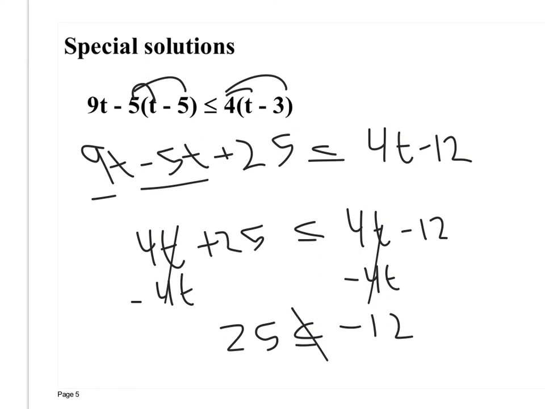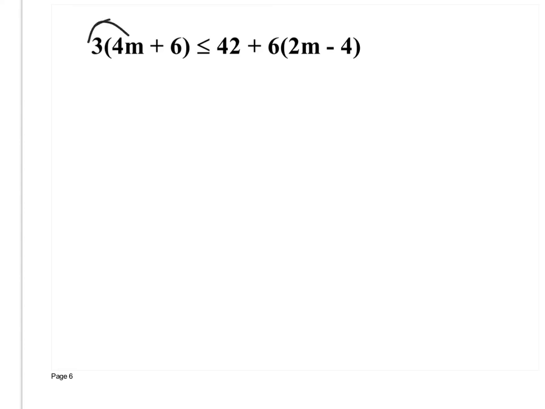So if that's the case, then what do you think I write? No solution, or the empty set. Remember that symbol? That means empty set, meaning there's not a number that you can plug in for t that's going to make this inequality true. I distribute the 3 out. I distribute the 6 out. I want to do everything I possibly can on each side before I move anything.